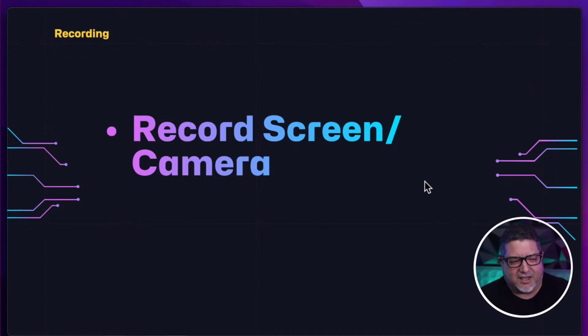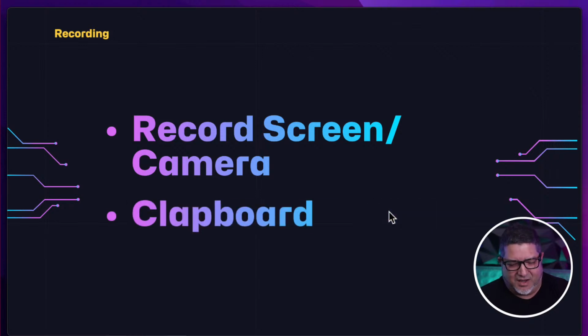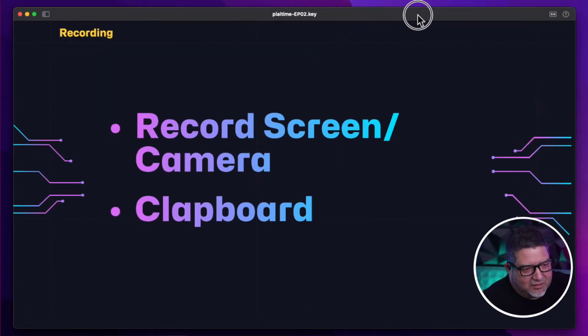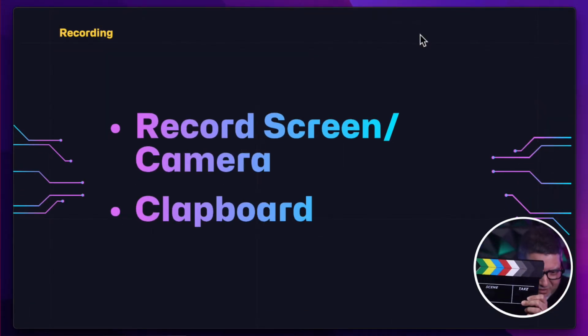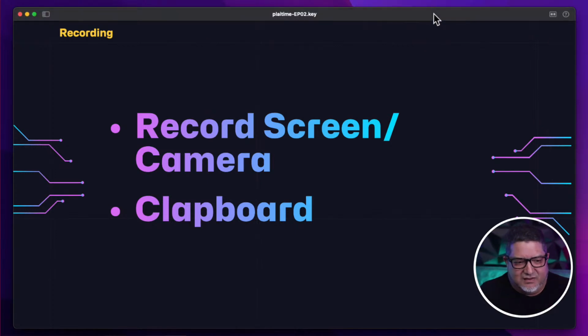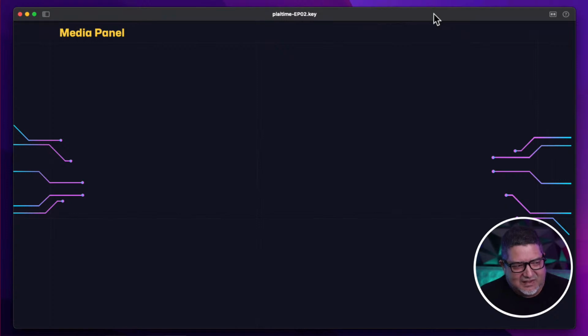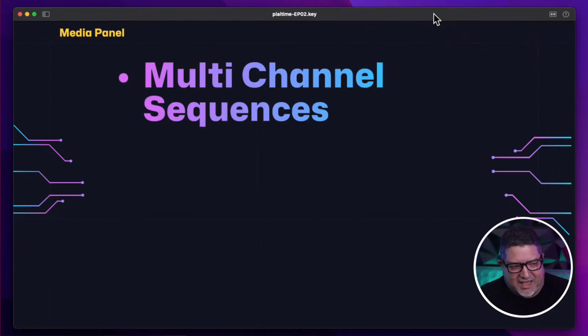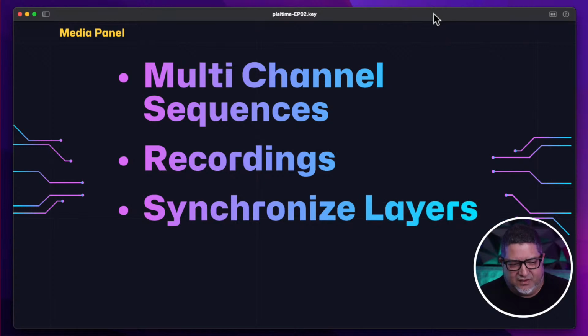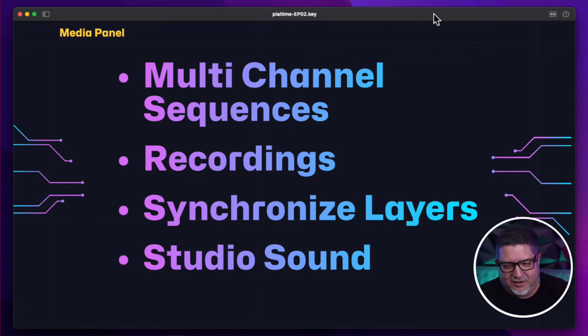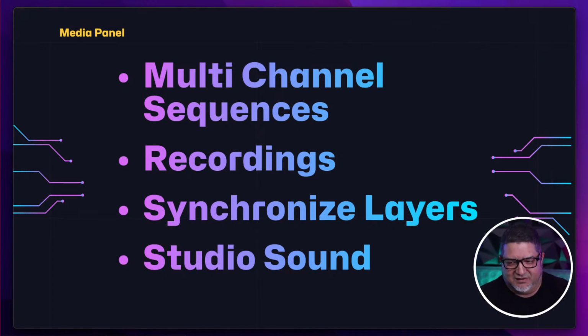I hit the record button. I can record either the screen and or the camera. I wish it had more inputs. I also use a Clapboard. I think you can see me here. So my Clapboard looks like this, and you do this, and then I can sync the audio, and then I bring it into that sequence into the media panel, which has multi-channel sequences and the recordings, and I use that to synchronize my layers. As I mentioned, because I'm using a separate audio mic, I have to manually scoot that over after I look at the clapboard. Now, it also has another AI feature that is fantastic, and it's called Studio Sound.